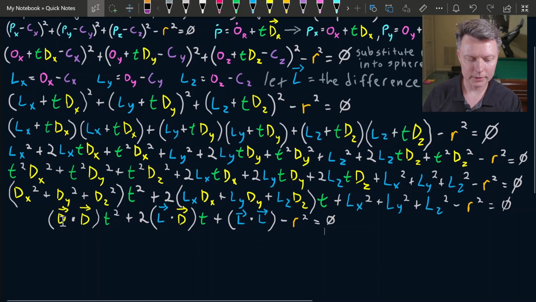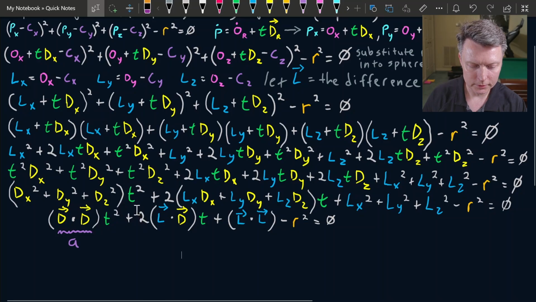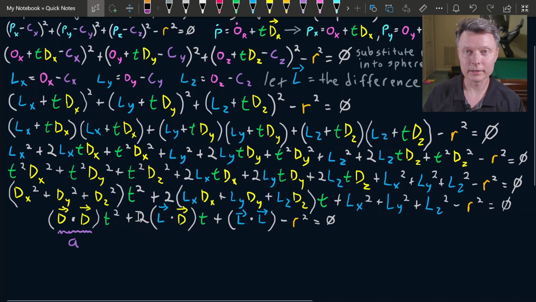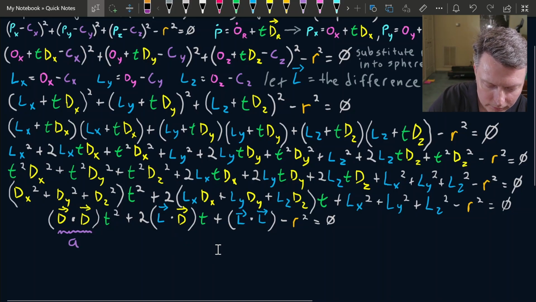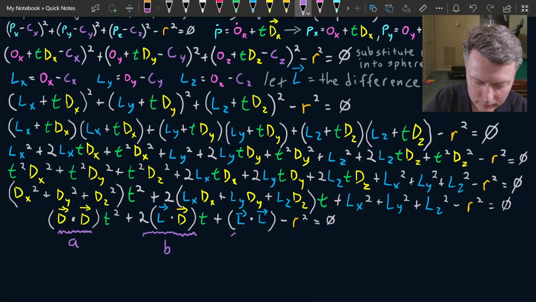Remember that taking a dot product between two vectors, or a vector with itself, gives you back a simple number, a constant. So let's draw a little purple squiggly underline here, and we're going to call this constant a. Now, if you look at this portion, 2 times the dot product of vectors L and D, that also gives you back a number. So let's call that another constant, b. And then finally, L dot L minus r squared all gives you back a number, so that could be considered a constant also. Let's call that whole thing letter c.